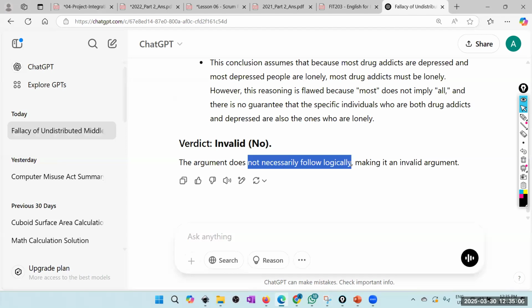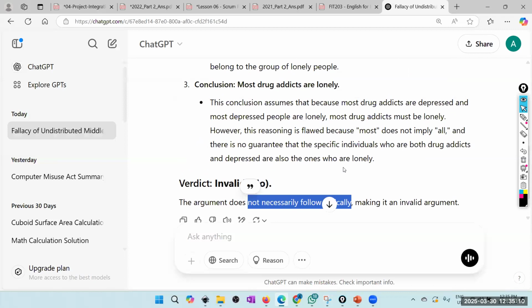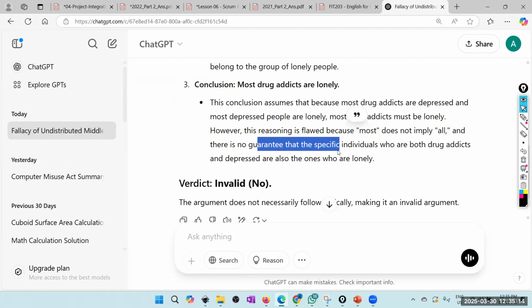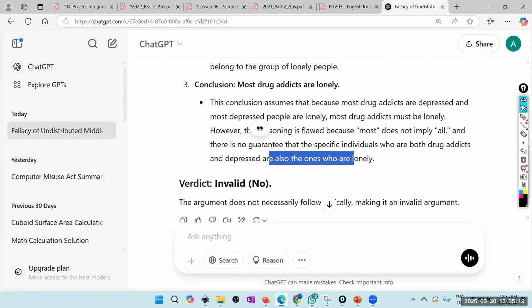Necessarily. Can you make a counter example? Okay. So you can see most does not imply all. And there is no guarantee that the specific individuals who are both drug addicts and depressed are also ones who are lonely.